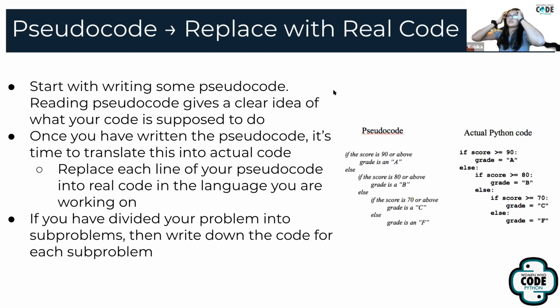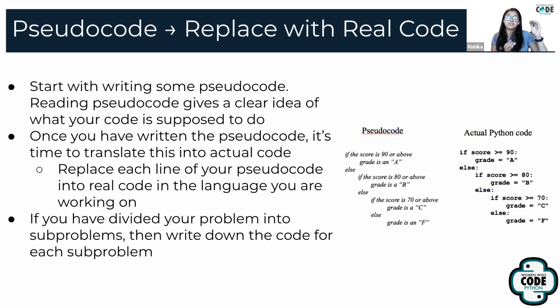And then next we have pseudocode and actually replacing it with real code. So what you want to do is start with writing out some pseudocode and then actually reading. What pseudocode is, it actually helps to define the structure of your code. And it'll help you to write every single line of code that you need in order to solve the problem. So reading pseudocode gives you a really clear idea of what your code is supposed to do. And once you've written the pseudocode, then it's actually time to translate it into actual code. In this case, it would be Python.